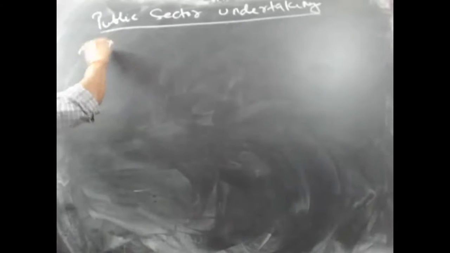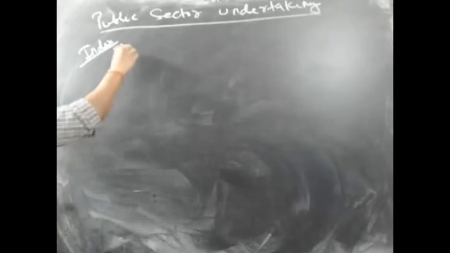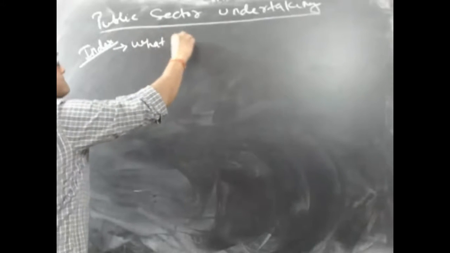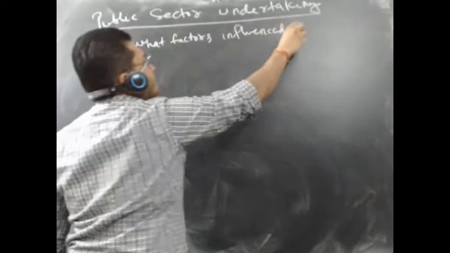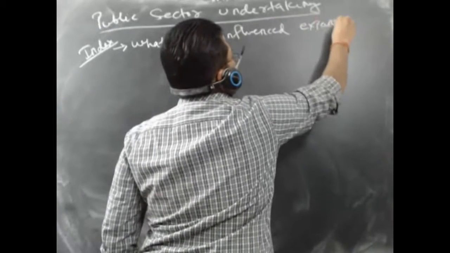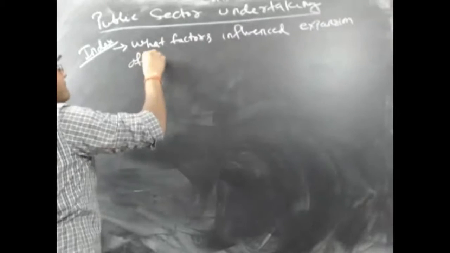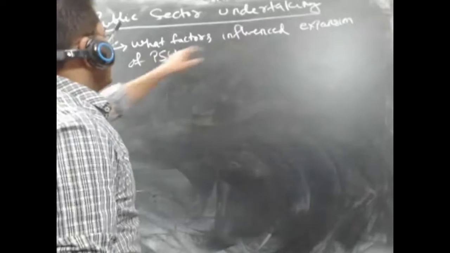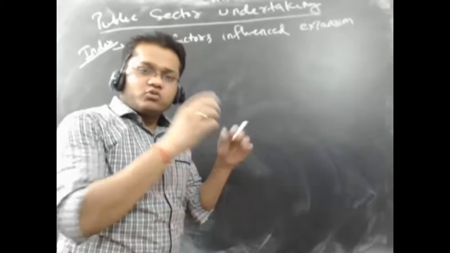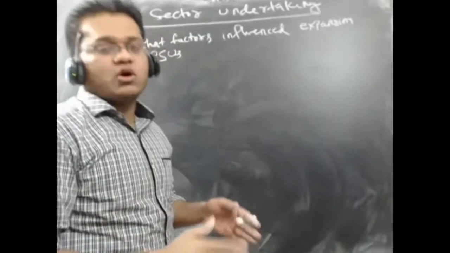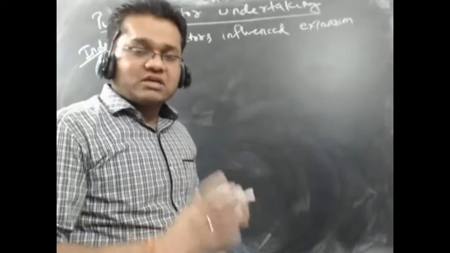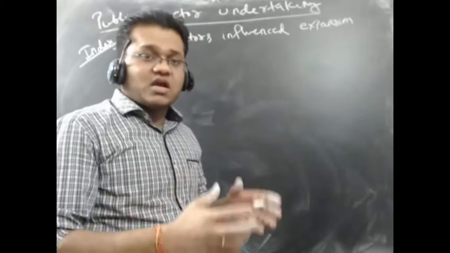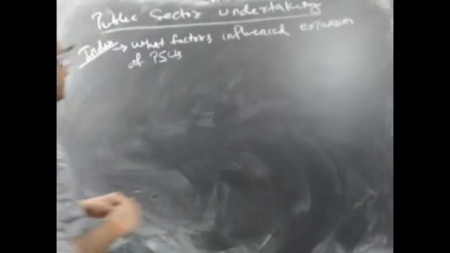Please write down the index. What are the topics that we are going to discuss in this chapter? What factor influenced expansion of PSUs? So here we will see what was the reason because of which India, or our policy makers, decided that public sector undertaking will play a larger role in India. What factors were present, or what was the situation which demanded expansion of public sector undertaking?